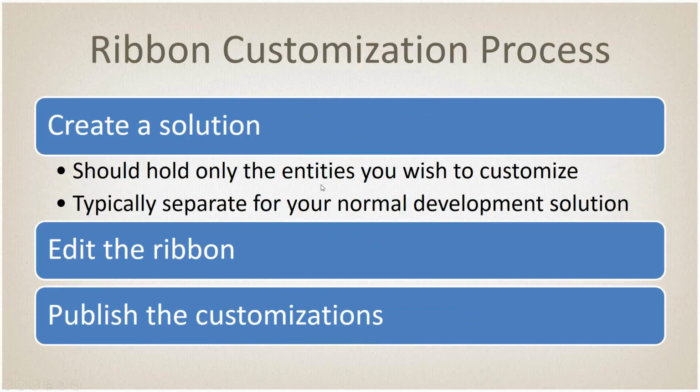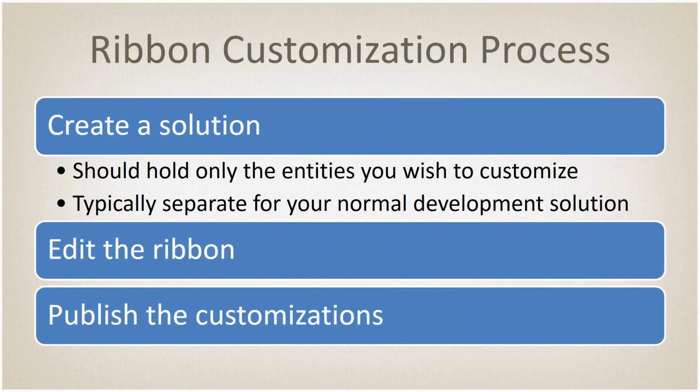The way that you customize the ribbon, and we have a tool for this, is to create a solution, and it should hold only the entities you want to customize, nothing else. This is typically different from your normal development solution. We're going to be walking through the process, so I'm just going to prepare you. The way the Ribbon Workbench works is it will actually open up the solution that you specify, and then when you get done with your work, it publishes a solution. It's a true publish of the solution. So if your solution takes 45 minutes to publish, it's going to take 45 minutes for it to publish. Okay.